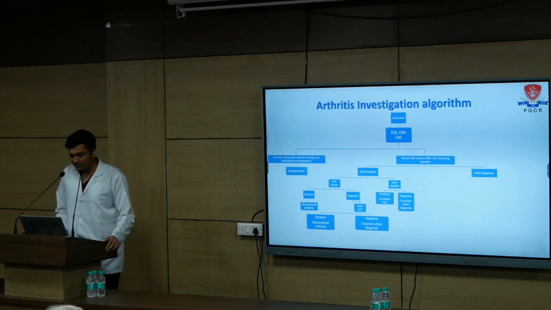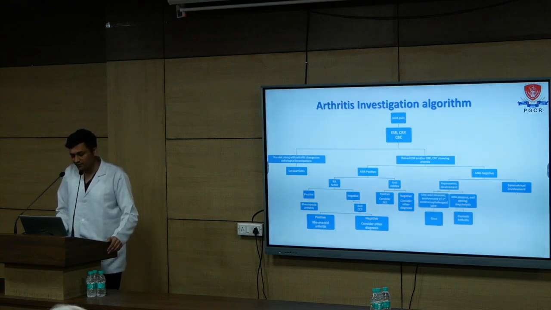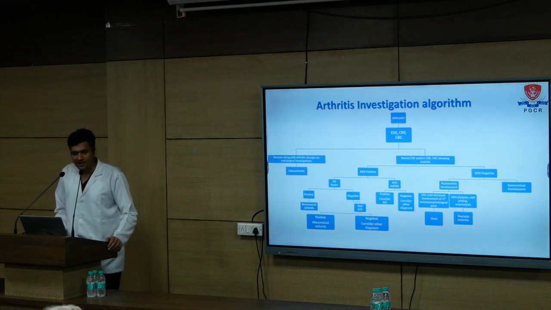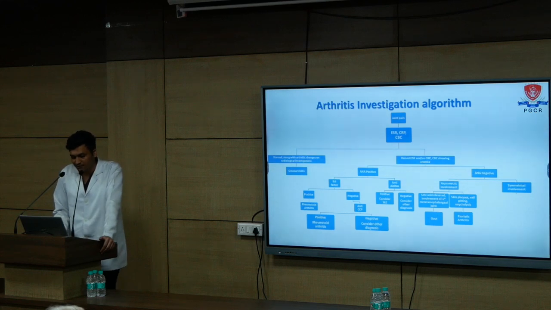If ANA is also negative, then we will look at whether the involvement is asymmetric or symmetric. If it is asymmetric involvement, along with elevated uric acid, renal stone, and involvement of the first metatarsophalangeal joint, then we can consider it as gout. And if there are skin changes or nail changes as described above, we can consider it as psoriatic arthritis.